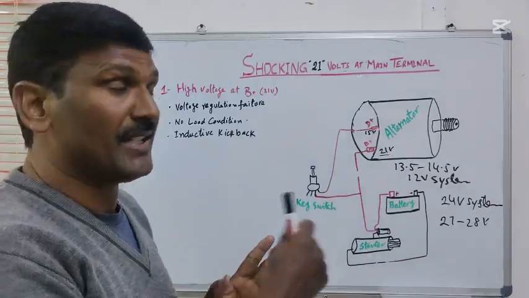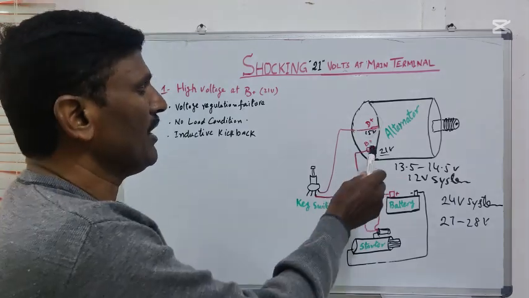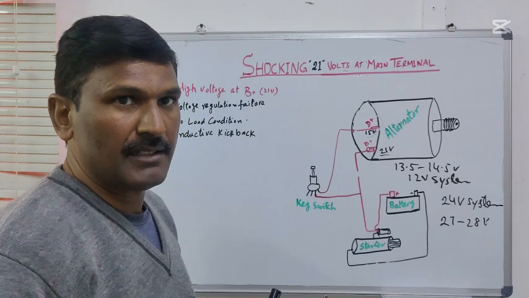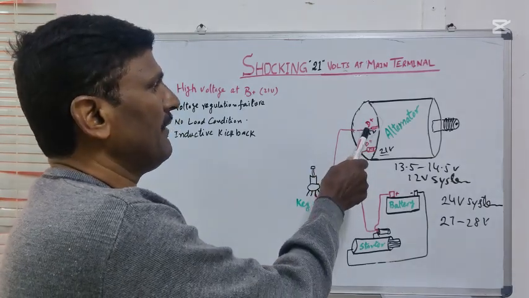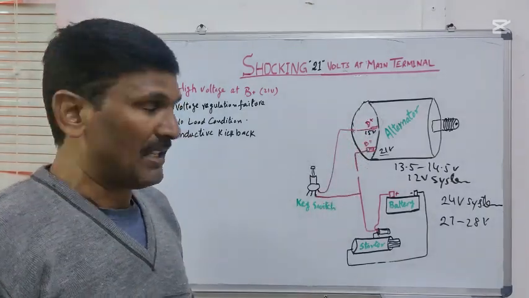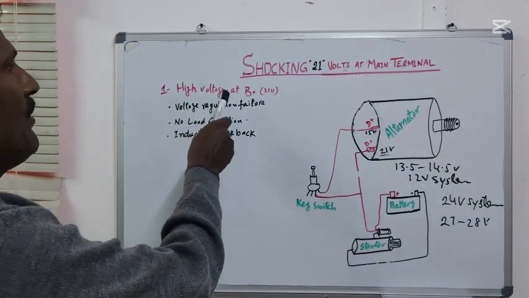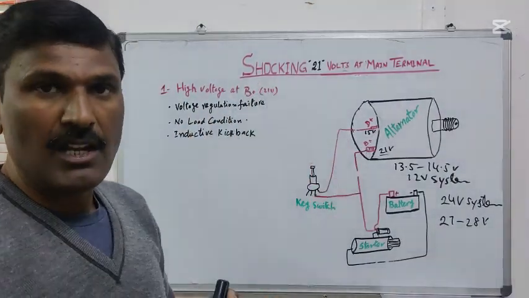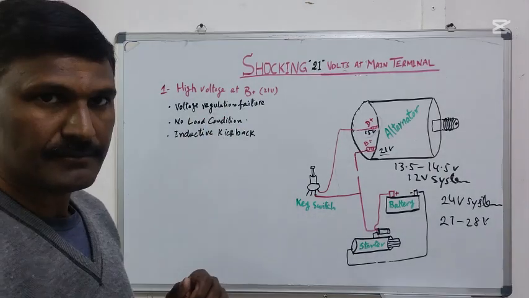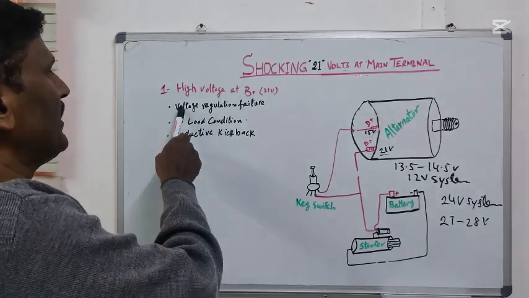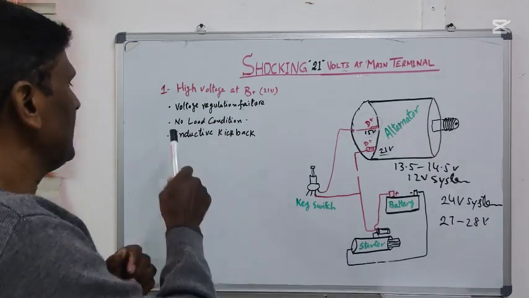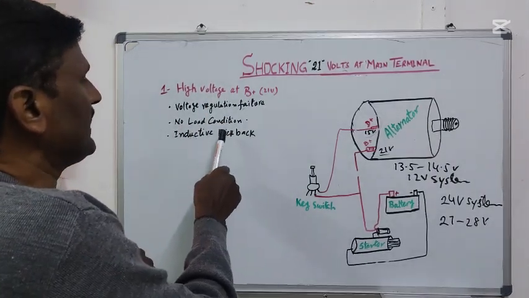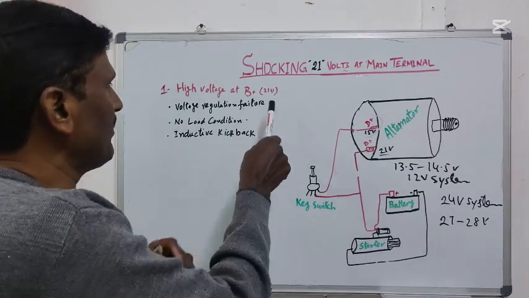Now I am going to discuss why I observed 21 volts at B plus and 15 volts at D plus. First I talk about the high voltage at B plus, 21 volts. There are three reasons. One is voltage regulation failure, second is no load condition, and third is inductive kickback. First I talk about this one.